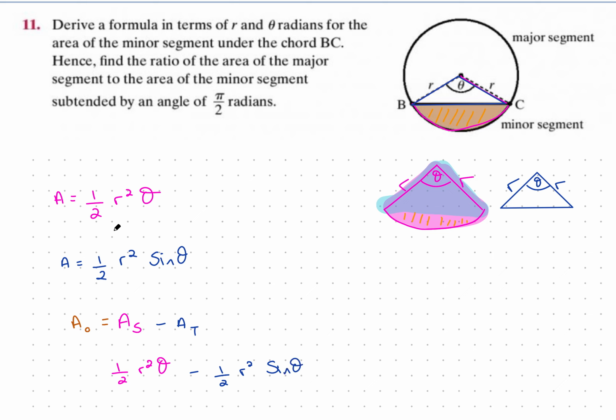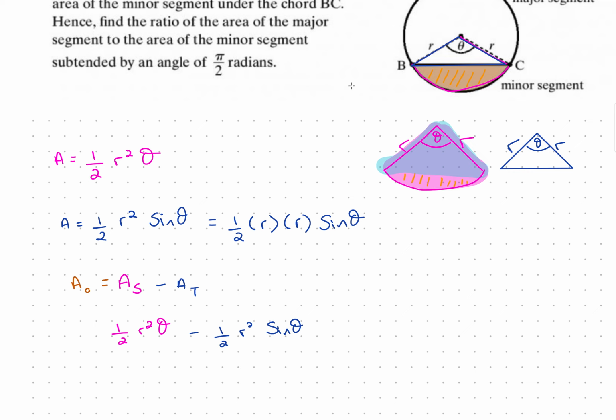And why is it r squared? I'll just go back a step. The formula here came from a half a, which is the side, times b, which is the other side, times sine of the angle created by those two sides. And r times r gives you r squared. So that's where that came from.